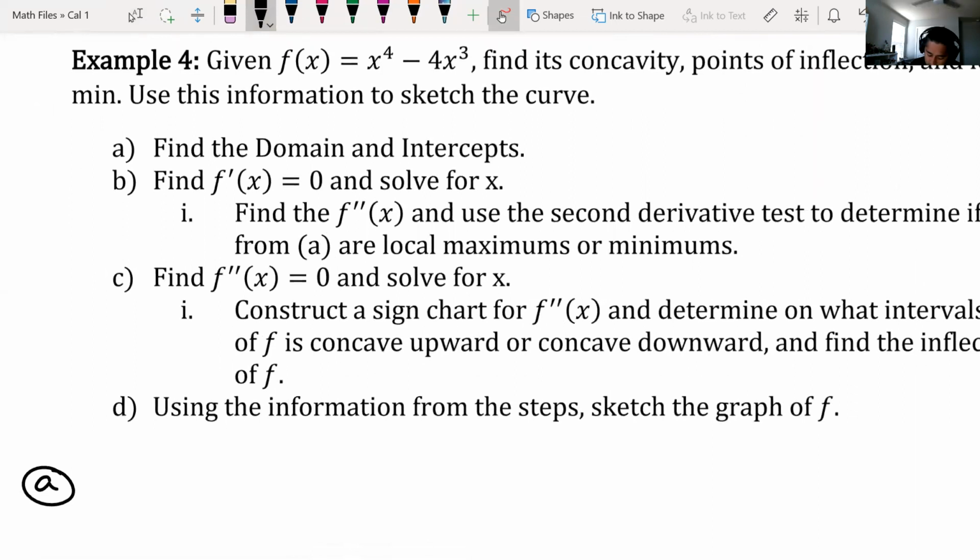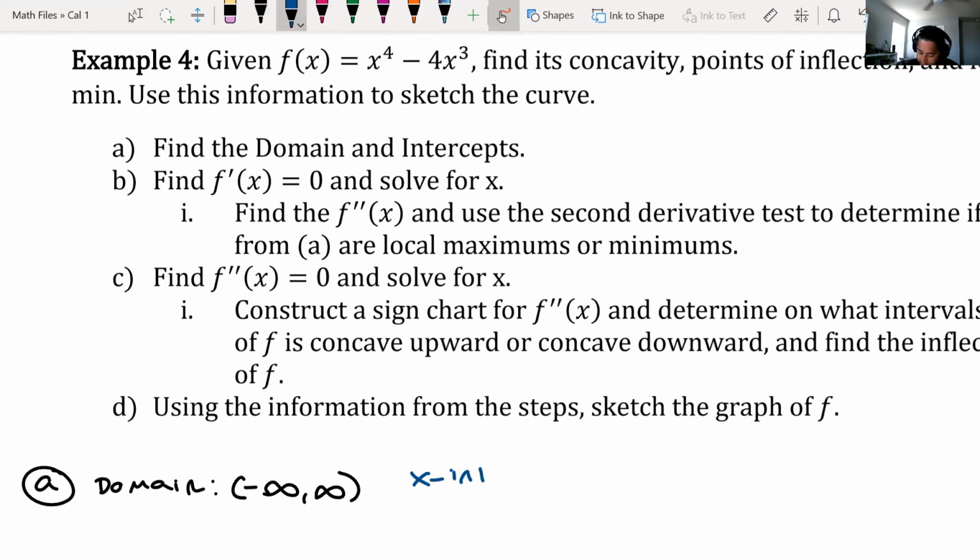So A, what is the domain of this function? What type of function do we have? It's negative infinity to positive infinity. Good, because it's a polynomial. Okay, next is the x-intercepts and y-intercept.